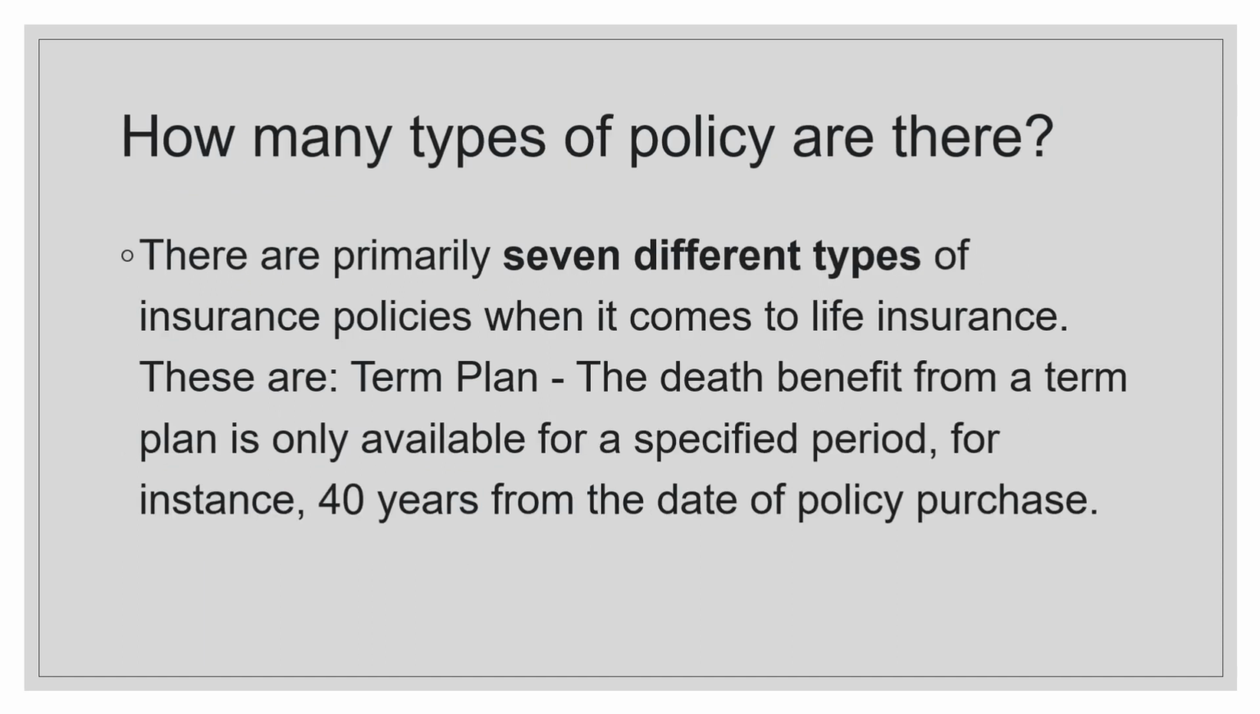How many types of policy are there? There are primarily seven different types of insurance policies when it comes to life insurance. These are term plan. The death benefit from a term plan is only available for a specified period, for instance, 40 years from the date of policy purchase.